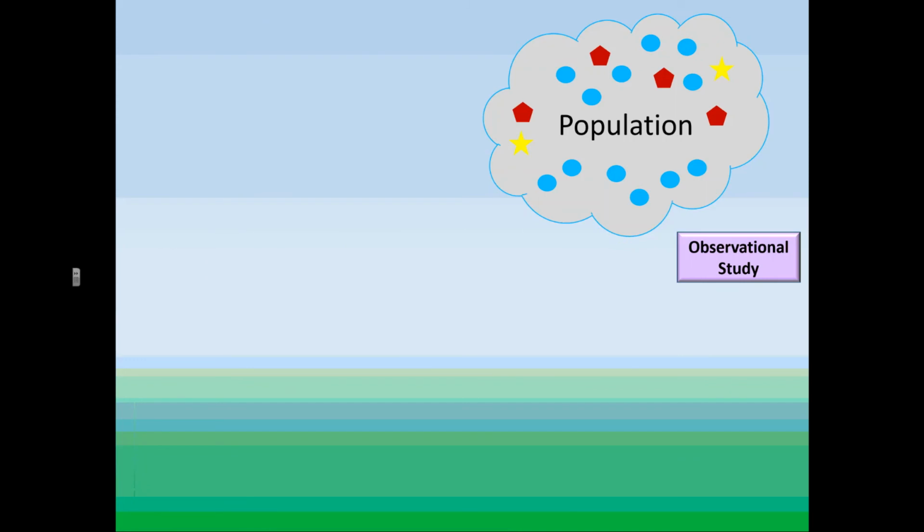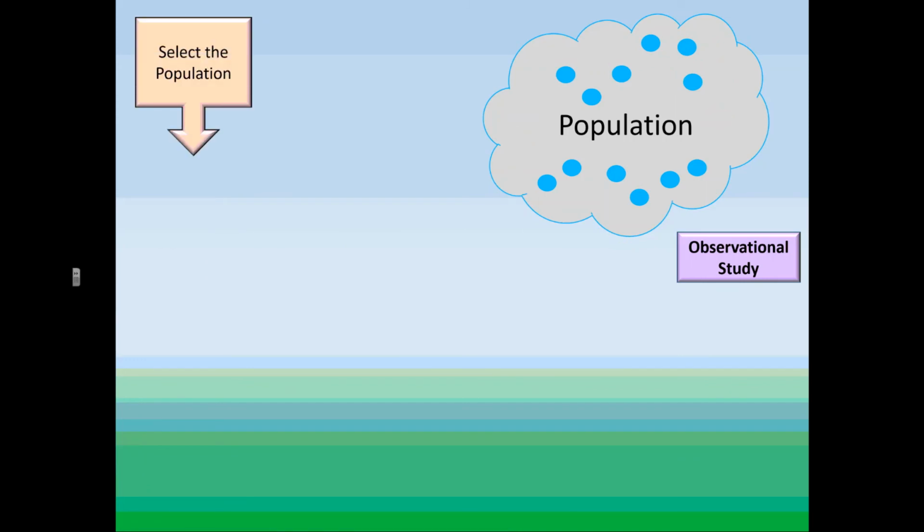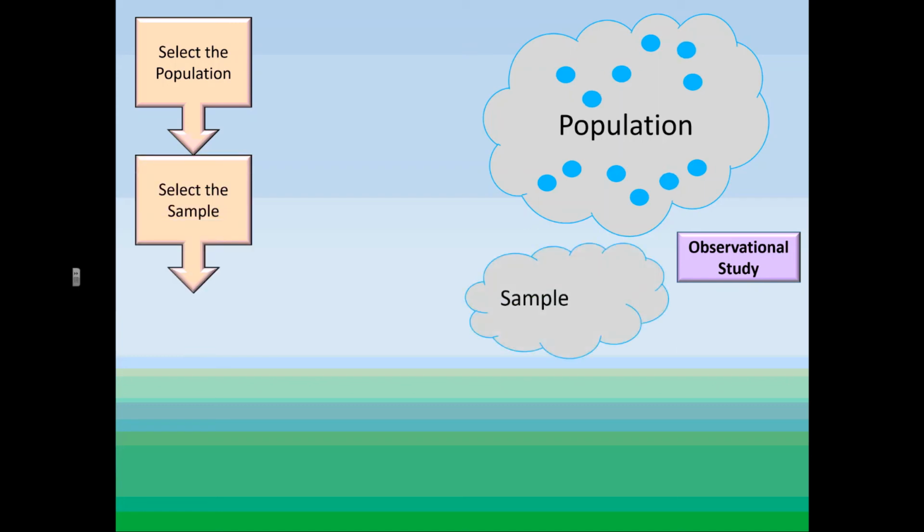Let's talk about observational studies. In observational studies, once again, we select the population. Anyone who's not in the population, we get rid of. We don't care about them. Then we select our sample randomly, of course, because we don't want to do this on the whole population, because normally the whole population is huge. So we take a random sample.